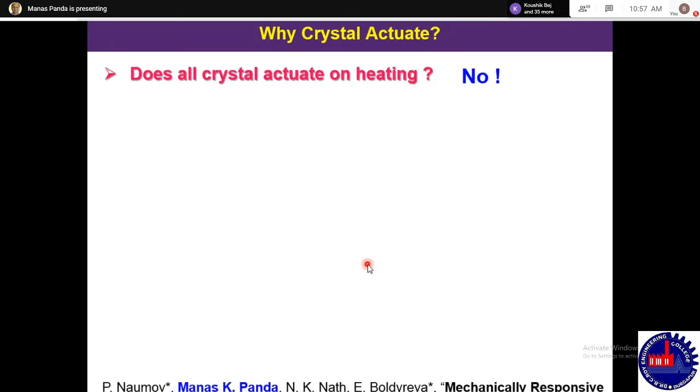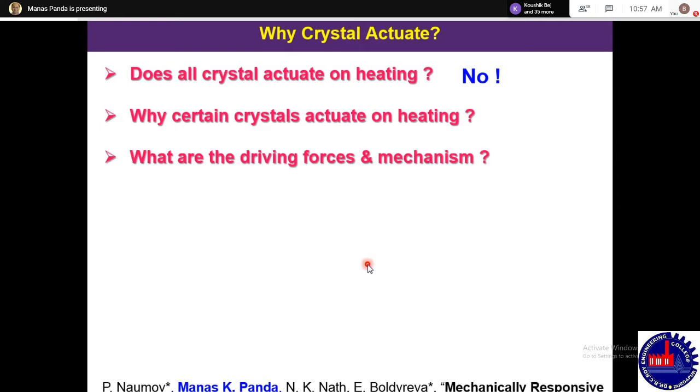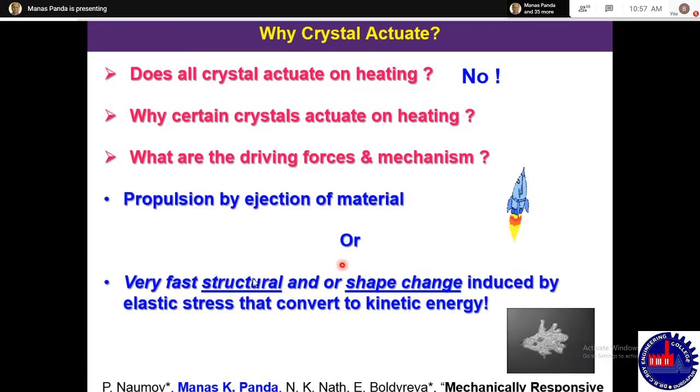Does all crystal jump? Not really. Only certain types of crystal, out of 100, only 5 crystal jump. And that jumping can be of two mechanisms. One is the rocket principle, that means the propulsion by ejection of material, like you eject gas or any kind of thing, so that according to Newton's third law, it moves toward the opposite direction. So that is one principle.